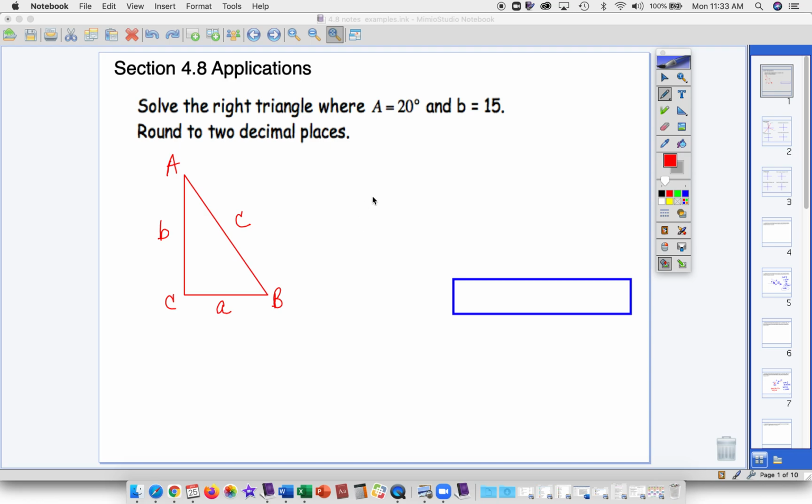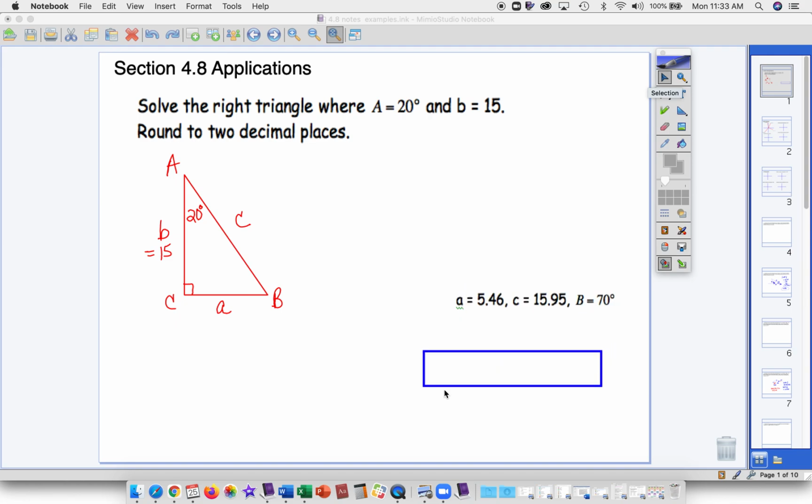Okay, so given this info, set up some trig functions and solve for all the other missing parts. Pause the video, come back, and we'll compare solutions. Okay, so hopefully you got these lengths, and of course angle B is 70, right? It's the complement of A. If you did not get these side lengths, ask about it in class and we'll go over that.